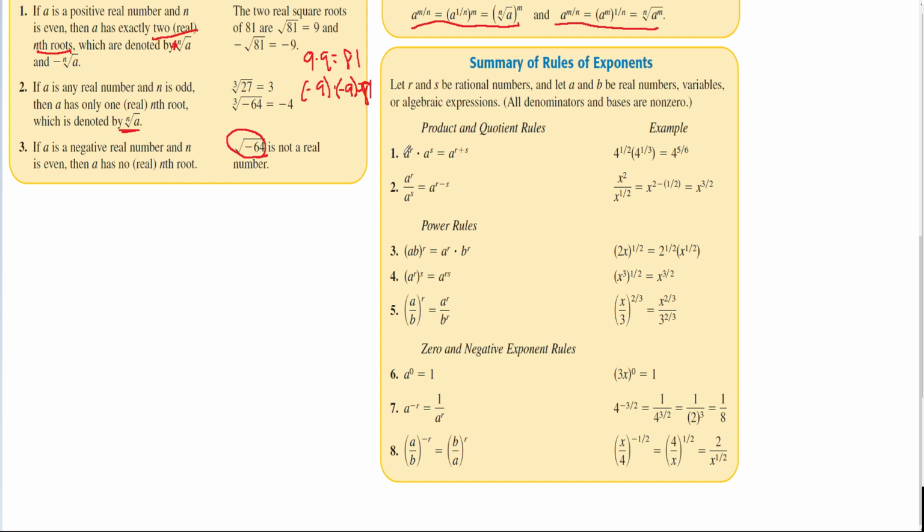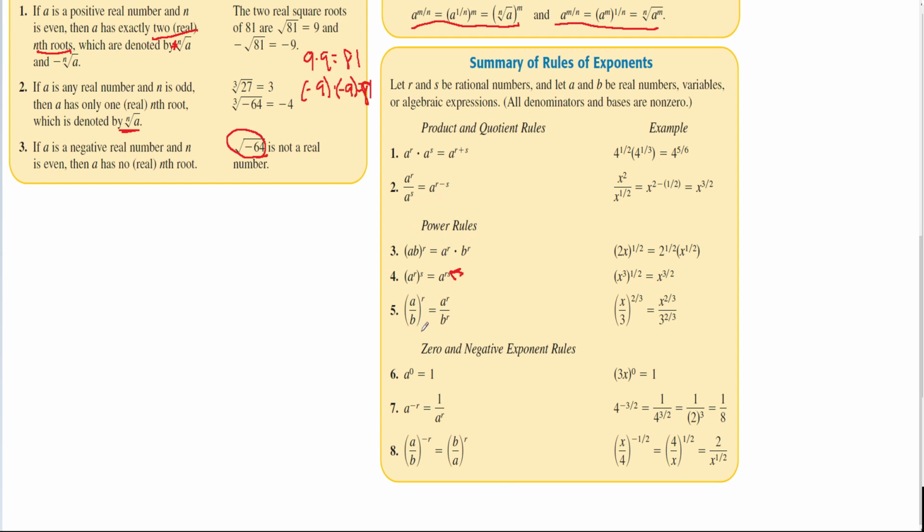So if we have the same base, a raised to some power r times a raised to some power s, we add the exponents together, okay? And if we're dividing, we subtract the powers, and if we're multiplying, we can distribute the exponent to each of our numbers. And if we have some number a raised to the power r, which is then raised to the power s, we multiply our exponents, okay? We multiply them. So that's the difference there.